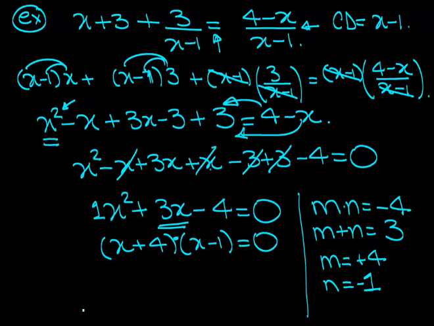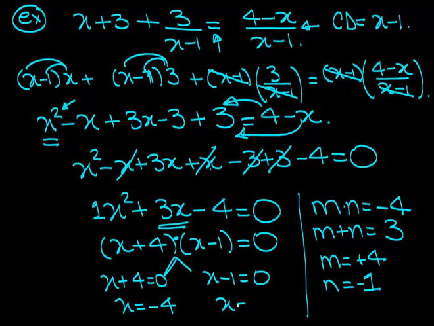This product is 0, so I'm going to use the zero product theorem. So I get x plus 4 is 0, so x is equal to negative 4. And x minus 1 is 0, so I get x is equal to 1. So those are your answers to that problem.